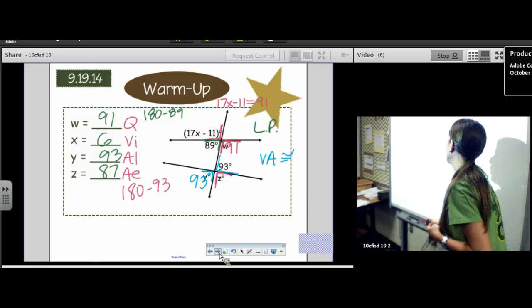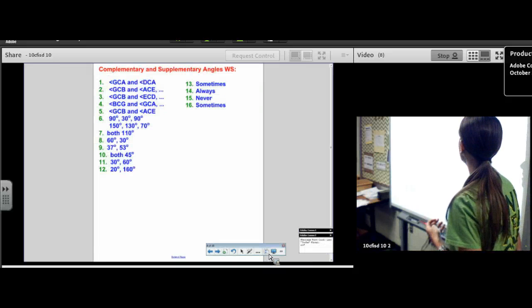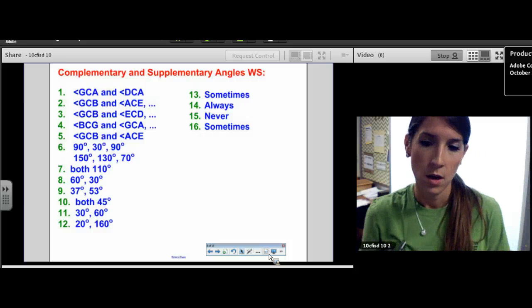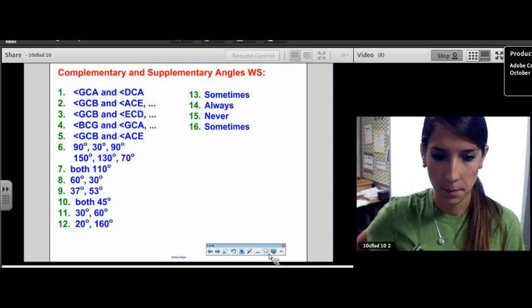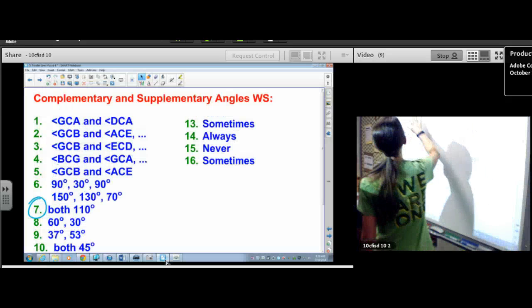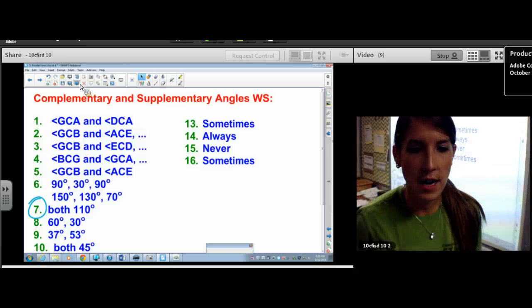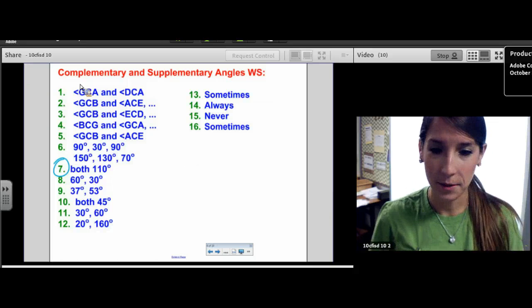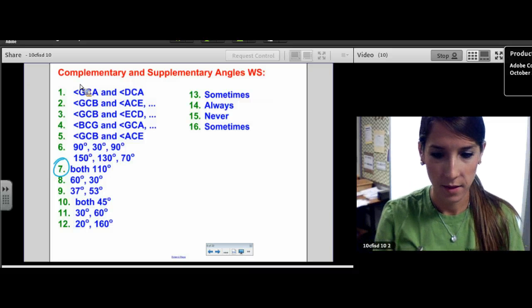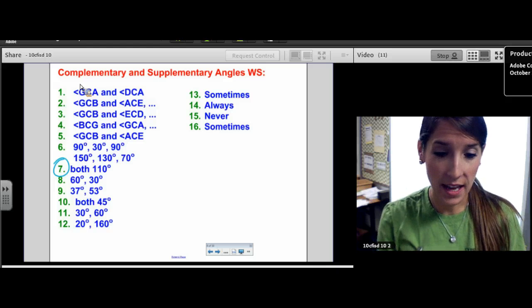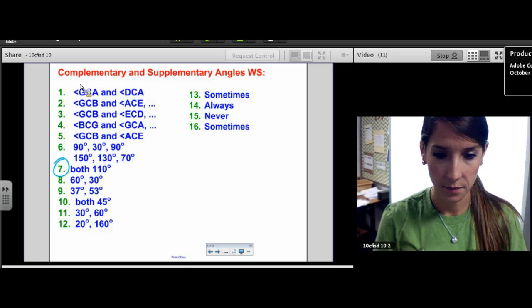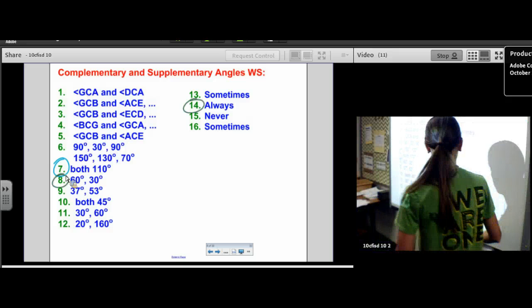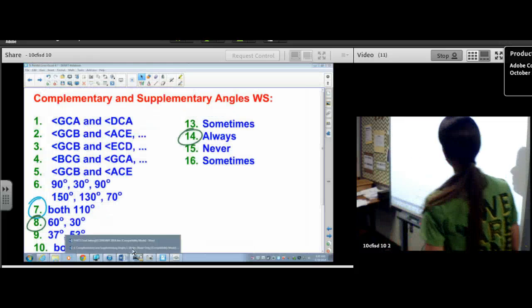Okay, let's check our homework. It was called complementary and supplementary angles. All right, so I'm going to work number 7. Are there any others that you needed me to work? Okay, that's fine. That was just a bonus one that I worked then. Anything else, guys? This is your chance to ask. Okay, let's get started. 7, 8, and 14. So get your worksheet in front of you.